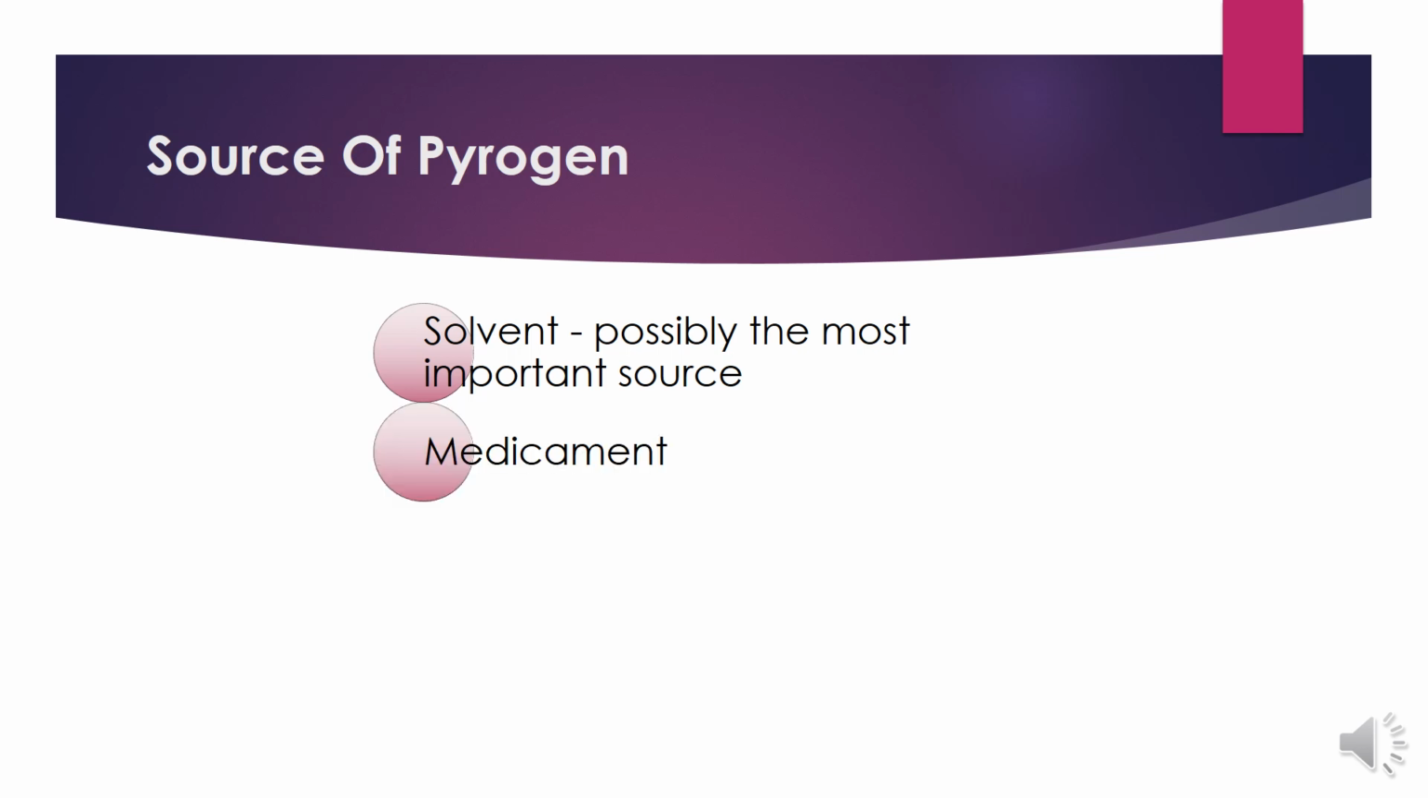Second source, the medicament itself can be one of the sources of pyrogens, if it is not stored or handled in a proper manner. If there is possible entry of any sort of microorganism that produces pyrogens, the medicament itself can become an important source of pyrogen in the final preparation.